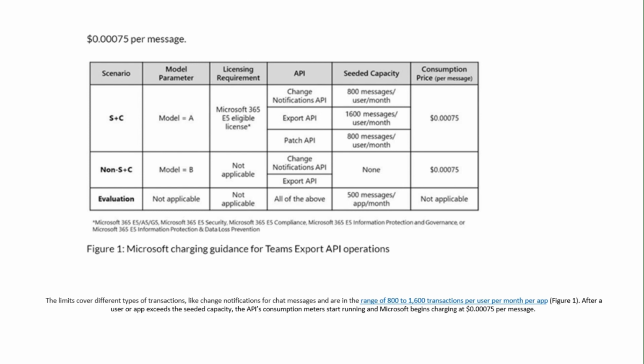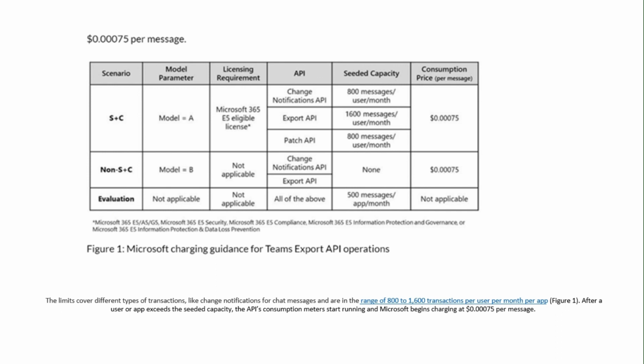All right. Now, talking about the evaluation model for development and testing, there is a free tier which is known as the evaluation tier. So this is the one. The model parameter is not required. Like I said, we can just go ahead and call get all messages, and it would by default be in the evaluation mode. There's no licensing requirement.